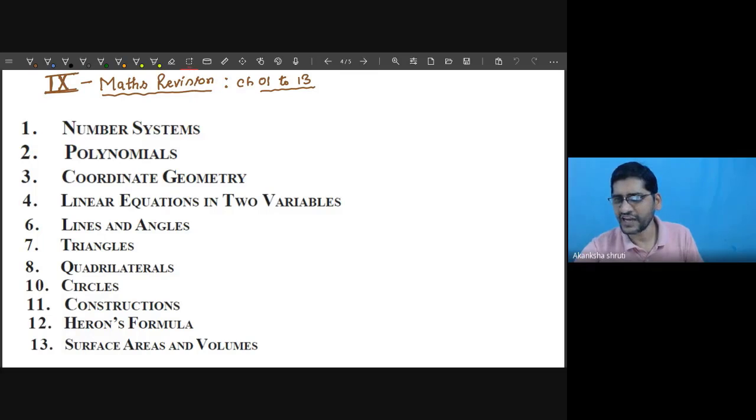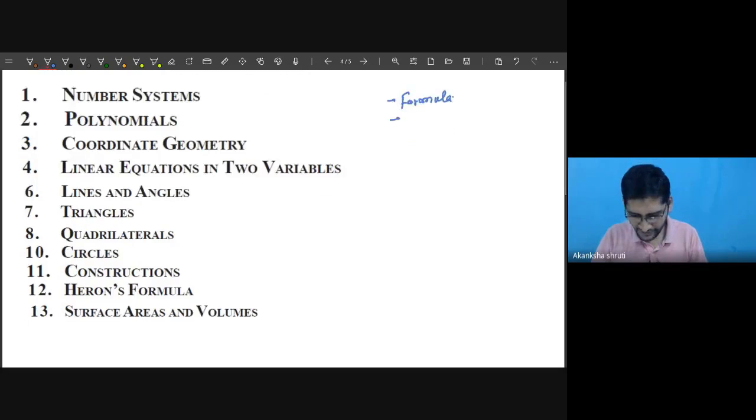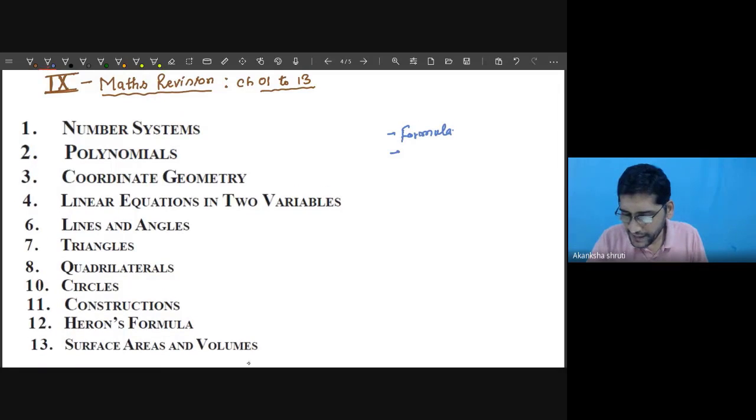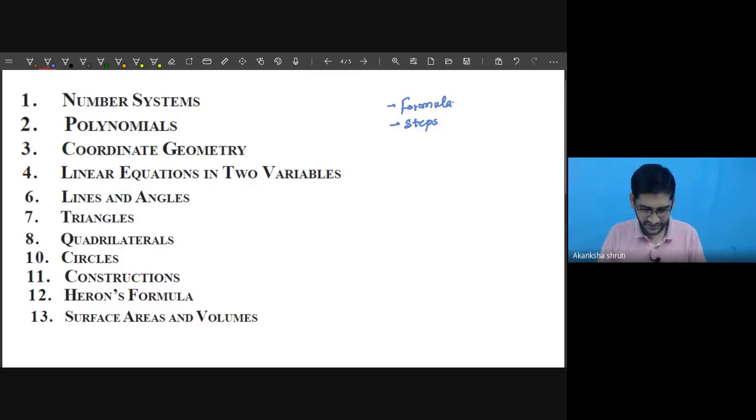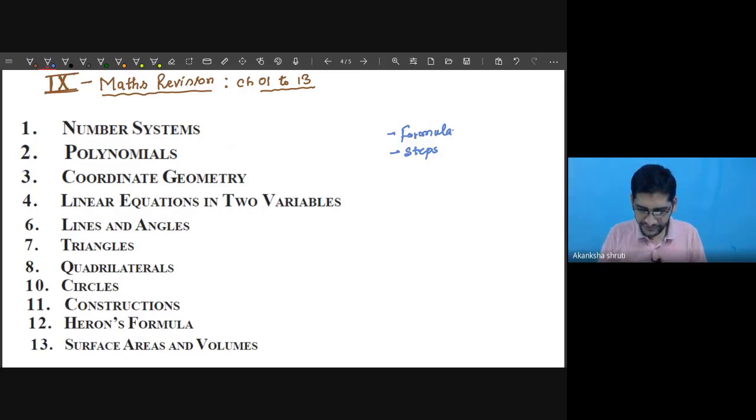Up to this much we are going to revise today. So very first we will quickly write all the formulas related to these chapters. Then we will take some questions. We will summarize the formulas first, then discuss how these formulas are applied, meaning the relevant steps, for all these chapters. So let us start with the first chapter.